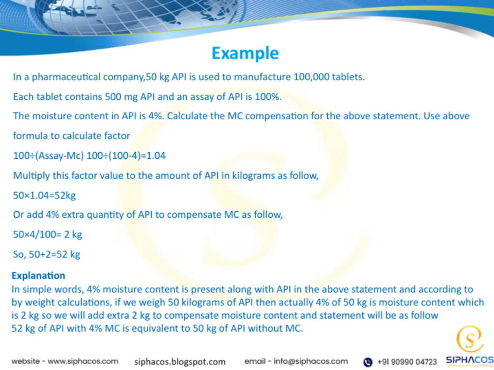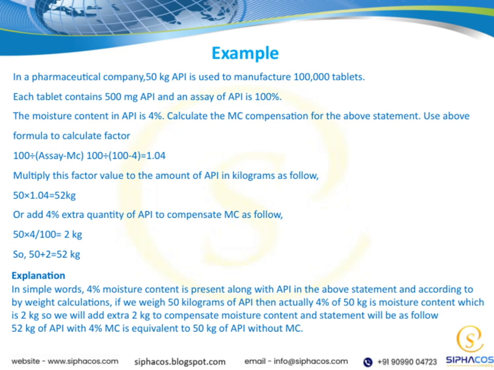This means we need to add an extra 2 kg to compensate for the moisture. So, instead of just 50 kg, we're effectively working with 52 kg of API when moisture is included. In other words, 52 kg of API with 4% moisture content is equivalent to 50 kg of pure API without moisture. Now, let's look at an example to make this clearer.